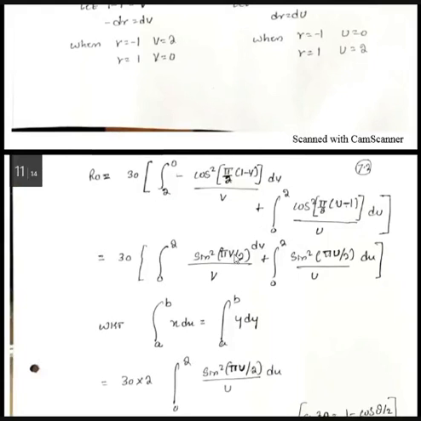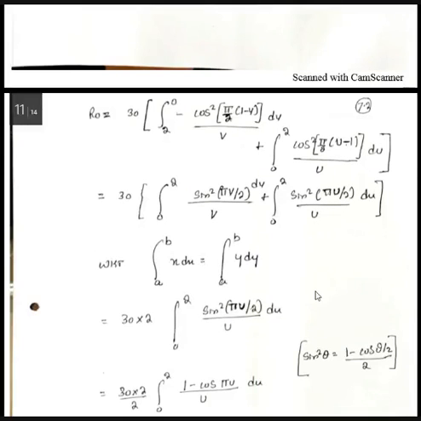Okay, so after interchanging the limits here, we'll be having 0 to 2, sin square pi v divided by 2 divided by v, dv. The same thing will be there, just replacing the v with u. Now you know this integration, a to b x dx is equal to a to b y dx, both are equal. Then you can write 2 into the integration of 0 to 2 sin square pi u divided by 2 divided by u, du.